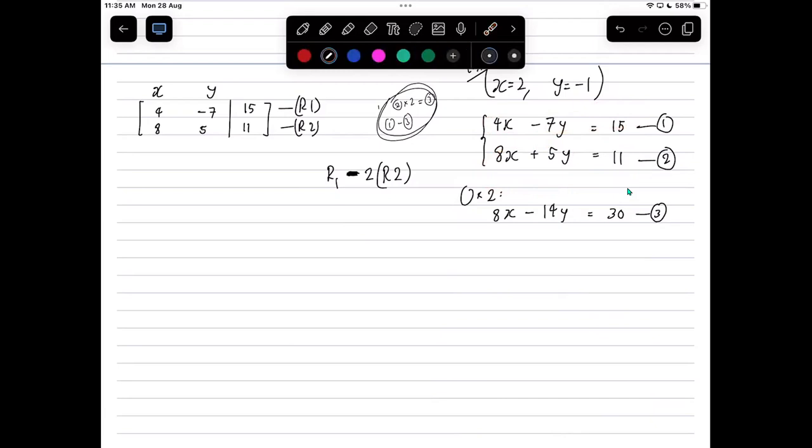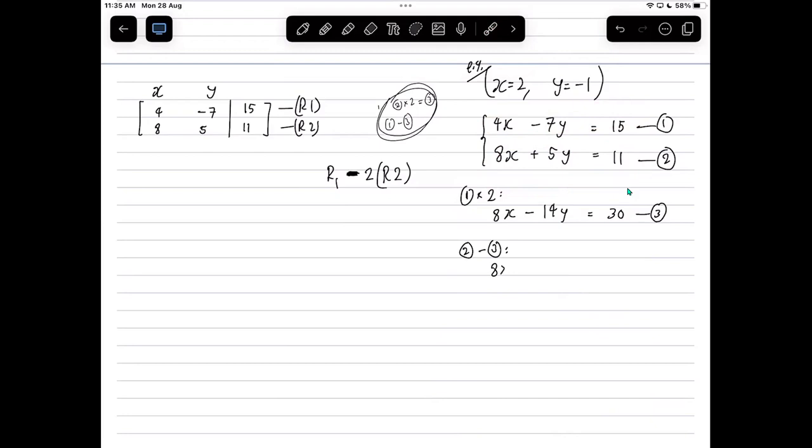What I'm going to do next is I will take my equation 1 this time and I times 2. So I get 8x minus 14y. I get equation 3. Right. Then I'm going to take my equation 2 and subtract away equation 3 from it. What does that mean? It means that I take my equation 2, which is 8x plus 5y, then you minus away equation 3, which is 8x minus 14y.